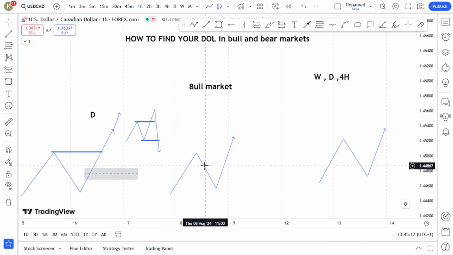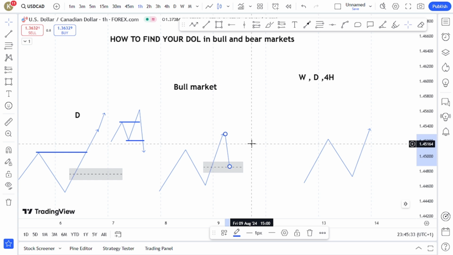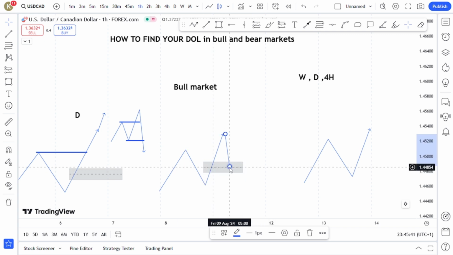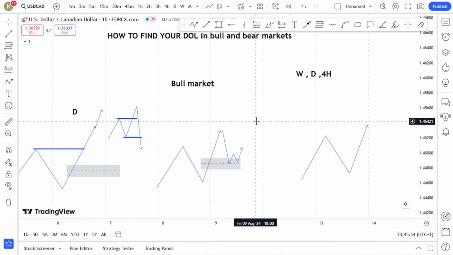Second scenario is a case whereby you already have it this way. So let me draw this. You already are in a POI, and that POI is present. We have the 4-hour POI inside that box. We have the 1-hour POI inside the same box. We have a 15-minute POI inside the same box. It means it's a very high value area. So in this scenario, what do you do?